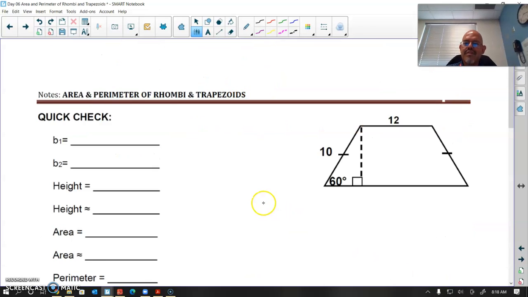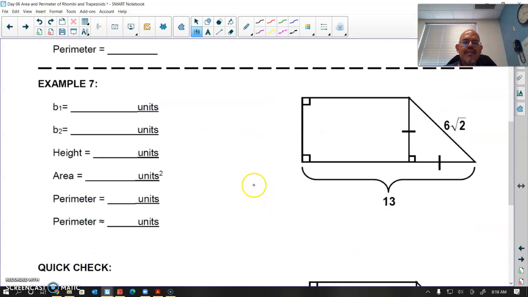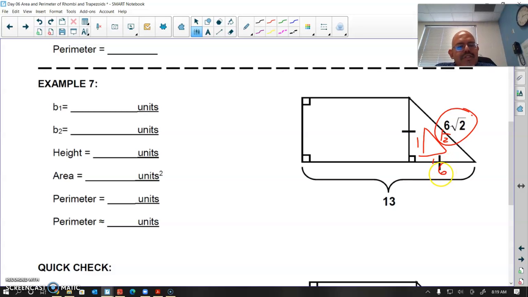Let's see if we can do a little bit more. Quick check. No. Let's go ahead and do this one. So we have a rectangle connected to a right isosceles triangle. And remember, this right here has 1 square root 2. You take 6 times the square root of 2 divided by square root of 2. That gives me 6 for both of these sides.